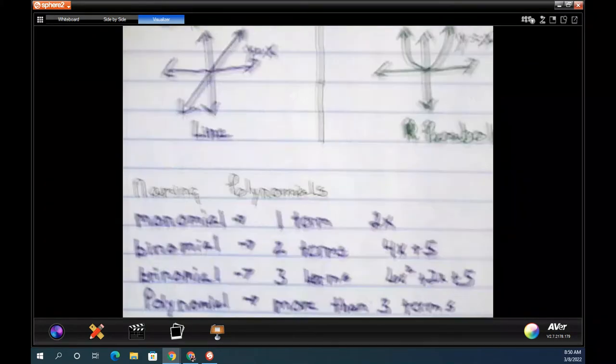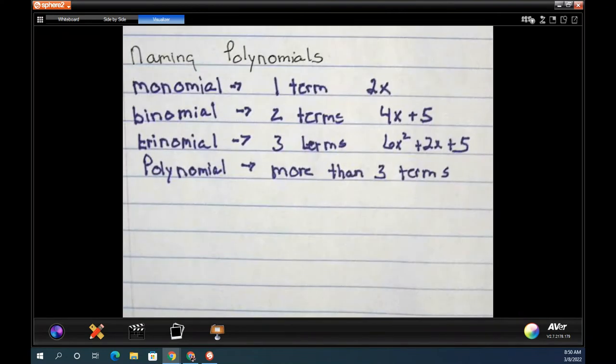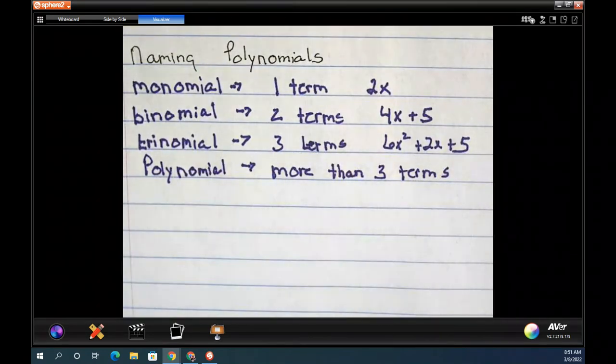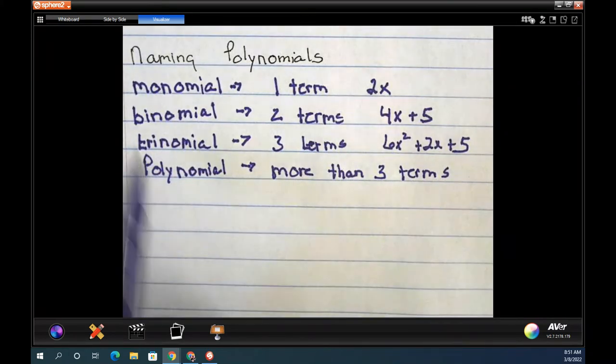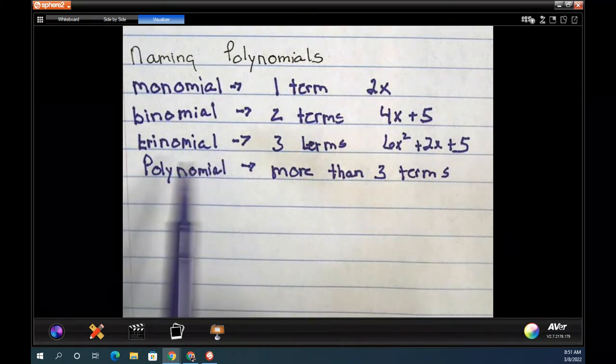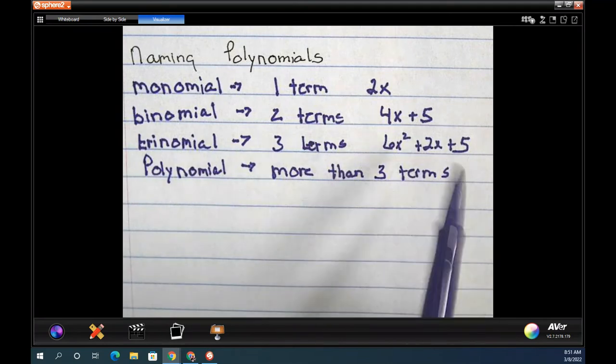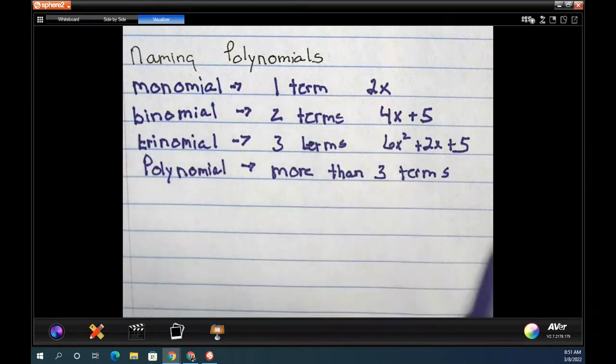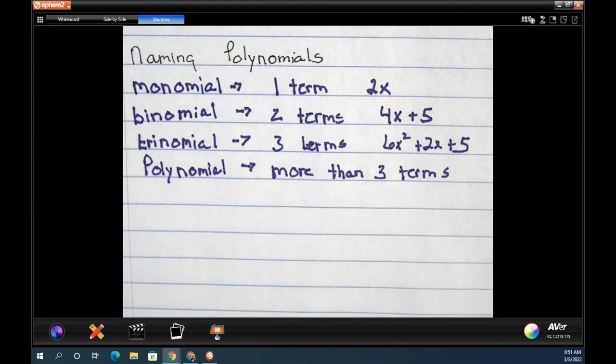Now, here's the deal. All of these are polynomials. Monomial, binomial, trinomial. They're all polynomials. But we just stopped naming them after that. Y'all just need to know when I say trinomial, I'm talking about 3 terms. Binomial, 2 terms. Monomial, 1 term. Because what we're going to do today is multiply a monomial times a binomial or a trinomial. Okay?